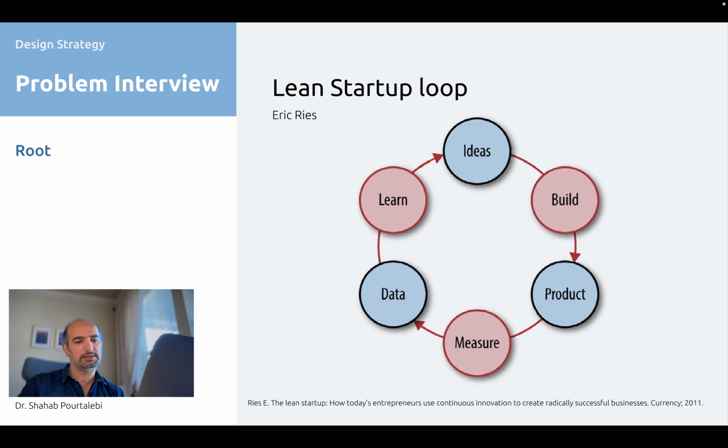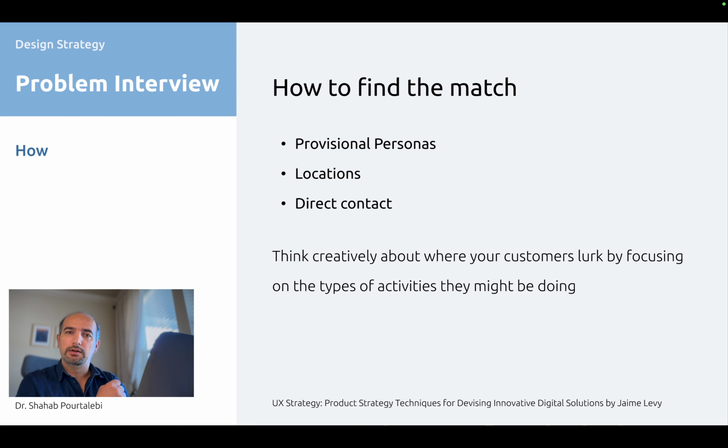Another question would be: we decided to do problem interviews to validate or invalidate those three assumptions that we had. Who is the person that we're going to interview? Where do we find them? Are we going to reach out to them through social media, or through some friends, and these kinds of things?